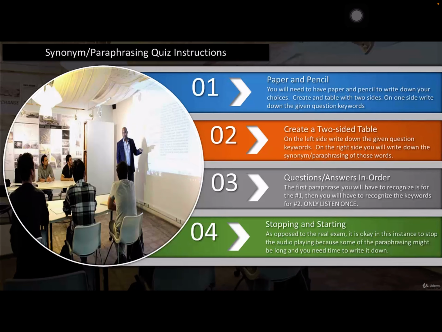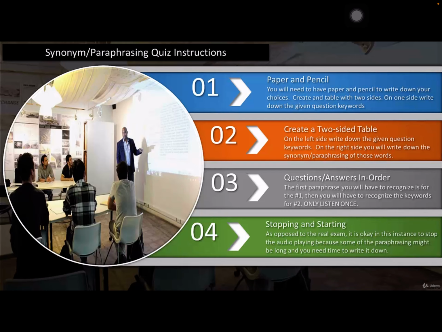Now, you only want to listen once, but it is okay to stop and start the lecture, because you have to have time to write down the paraphrase that they say or write down the synonym word that they say. And so it's perfectly fine if you need to stop and write that word down. Now, you know on the real exam you cannot do that.